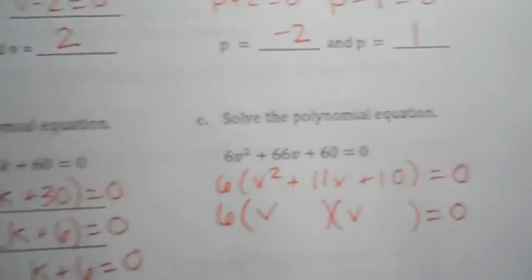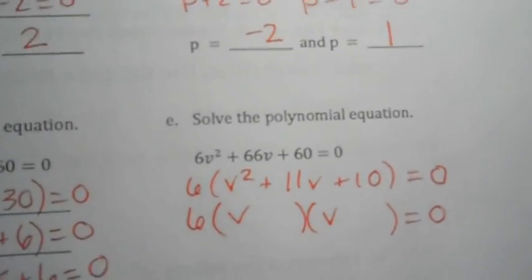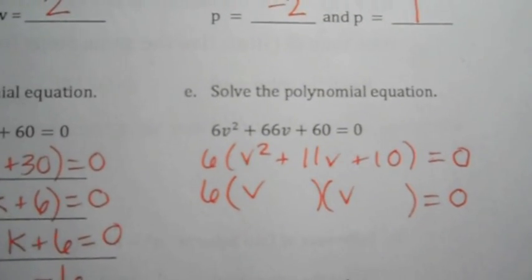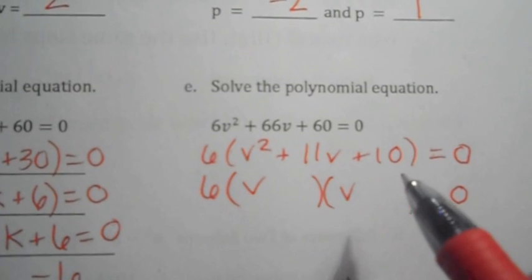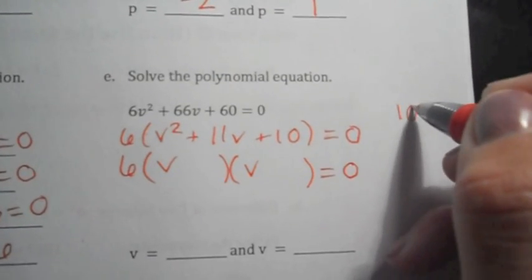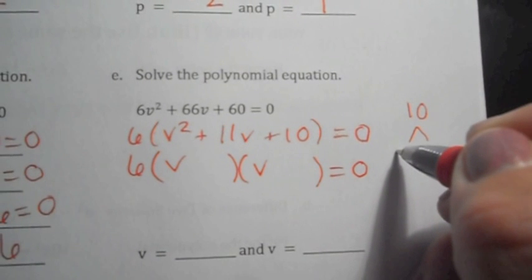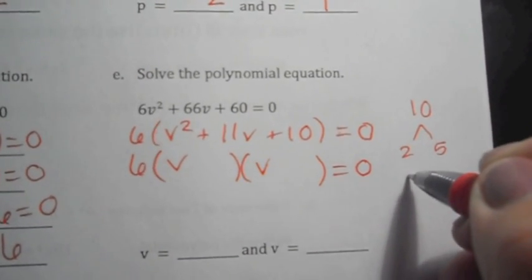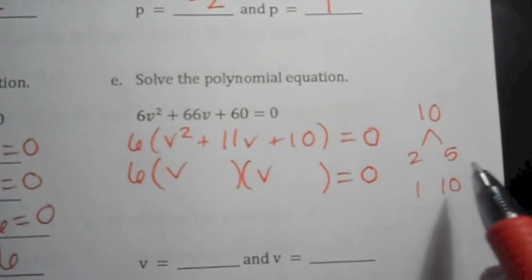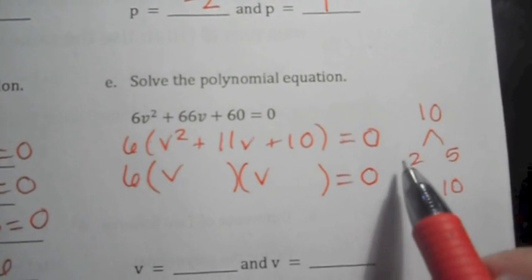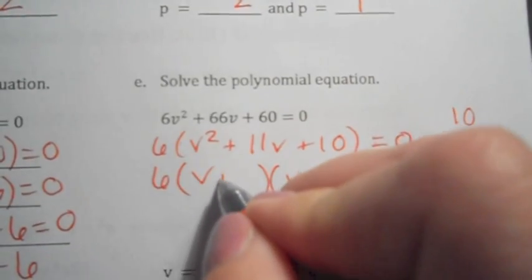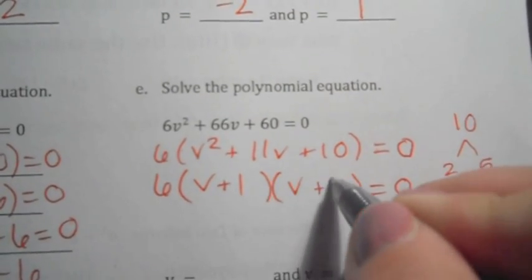Since we have a v squared as our first term, I was able to put a v at the beginning of each factor, since v times v is v squared. But now we need two numbers that multiply to get 10, but add to get 11. So we could do 2 and 5, or 1 and 10. Now which of these adds to get 11? 2 and 5 make 7, 1 and 10 make 11. So this is plus 1 and plus 10.